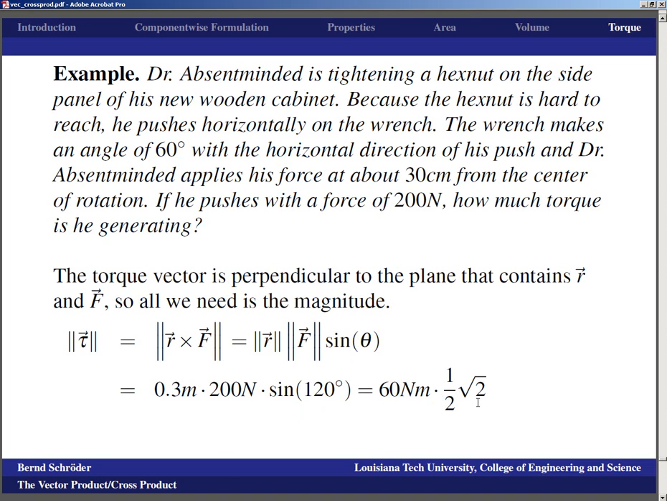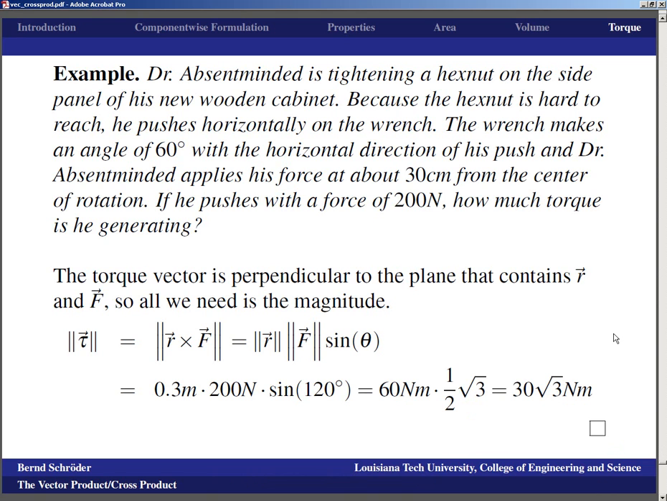Let me think real quick. And we're back. Sorry. The sine of 120 degrees is, of course, 1/2 root 3. And so that means the result is 30 times root 3 newton meters. You can work out with a calculator how much that is, but that problem is done.